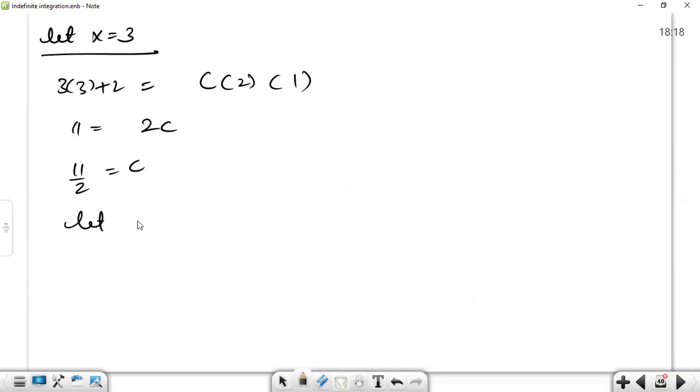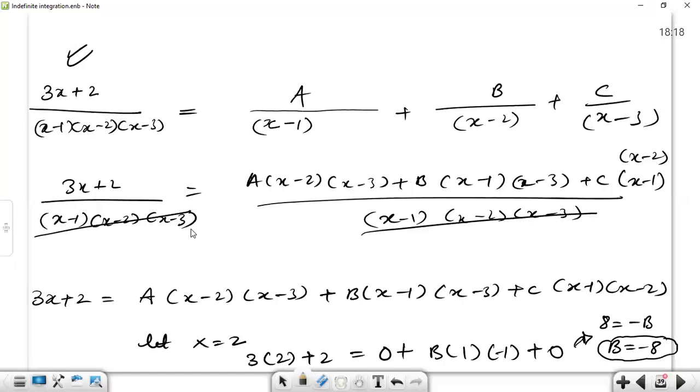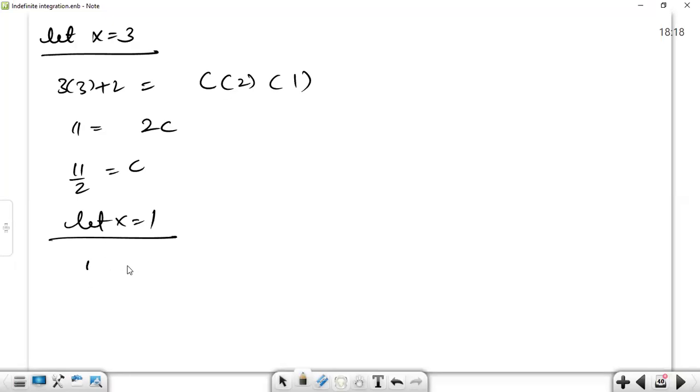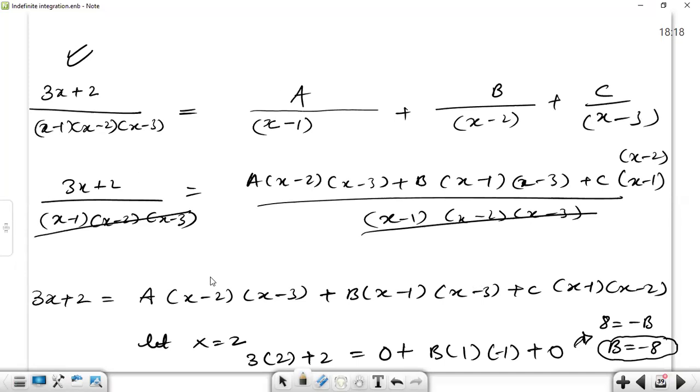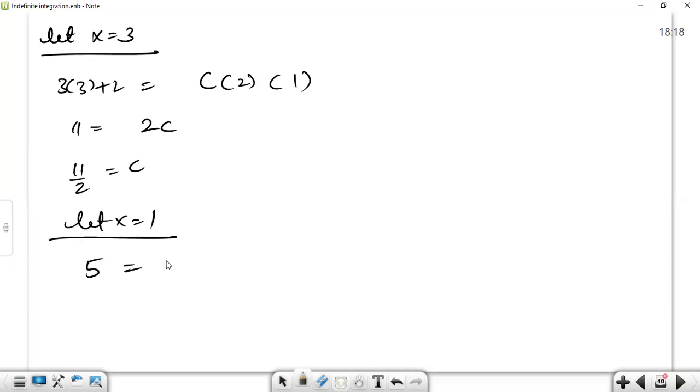So let x is equals to 1. When we let x is equals to 1, this will be 0, this will be 0, and this will become 3 into 1 plus 2, that is 5, 5 on the left hand side, and a into 1 minus 2, that is minus 1, 1 minus 3 minus 2. So minus 2 into minus 1 will become 2, it will be 2a. So a's value will be 5 by 2.